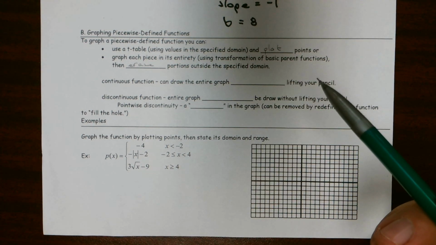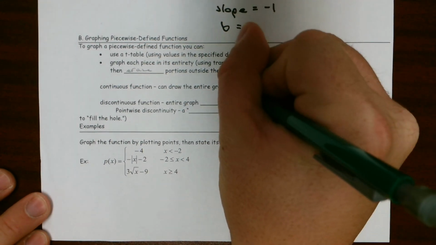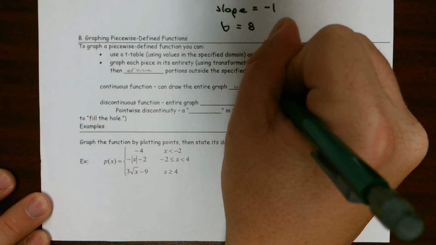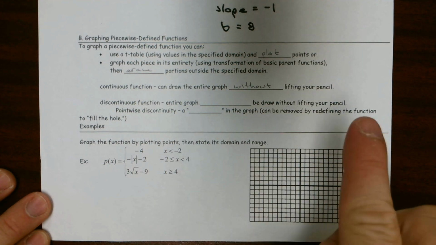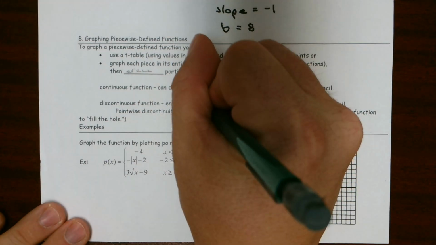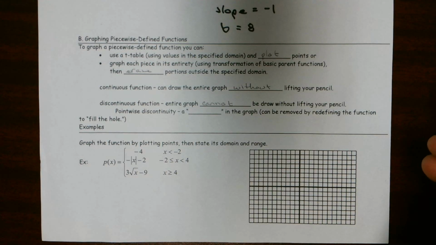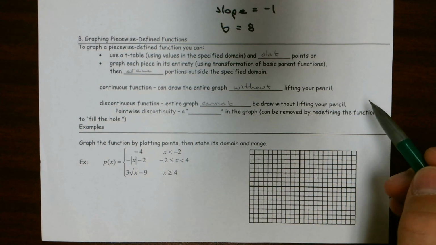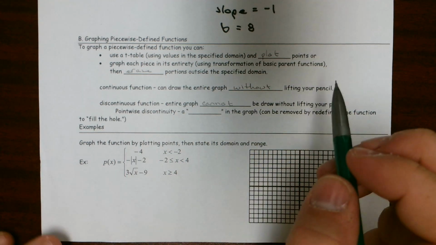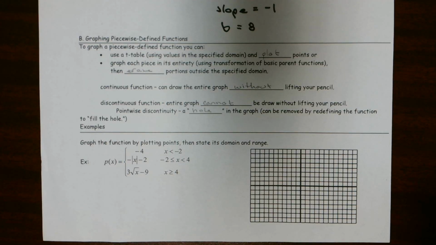Let's talk a little bit about what a continuous function is. A continuous function, you can draw the entire graph without lifting your pencil. So it is smooth. It is a smooth curve. It can be drawn without lifting your pencil. A discontinuous function, the entire graph cannot be drawn without lifting your pencil. Sometimes you have a break, or you have what we call pointwise discontinuity, a hole in the graph. We'll talk a little bit about that coming up.